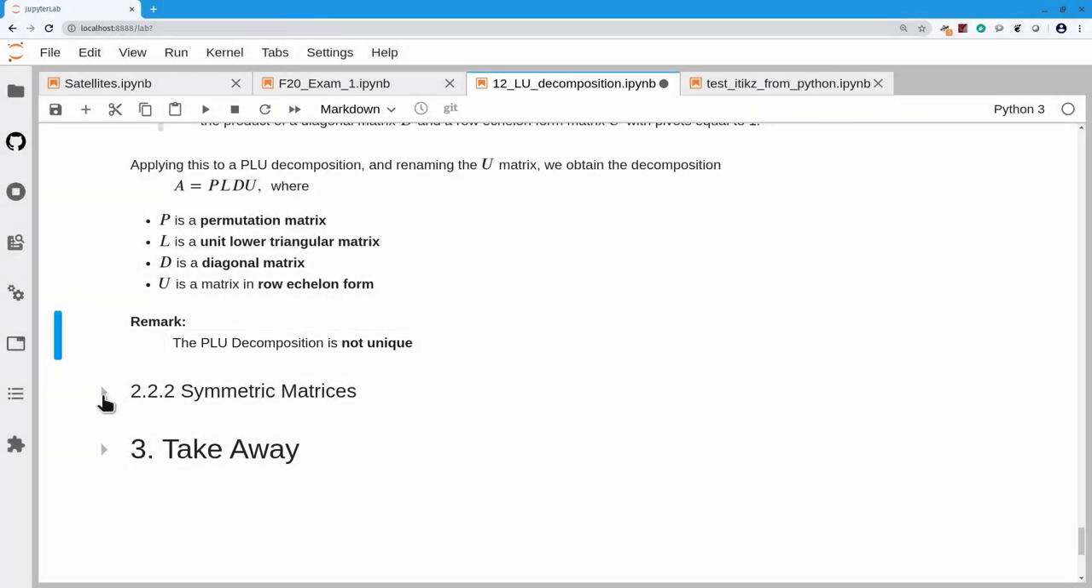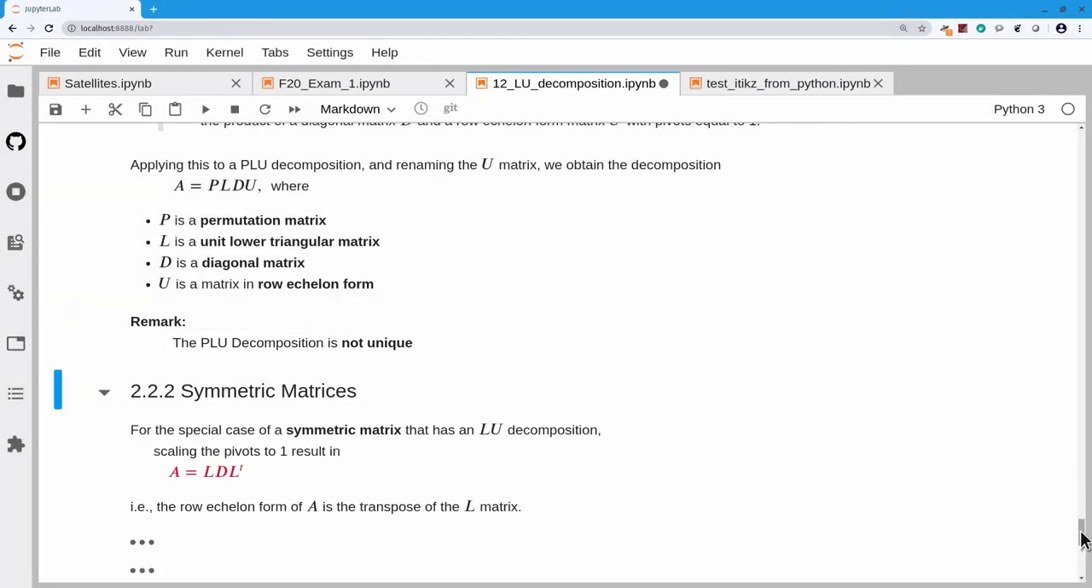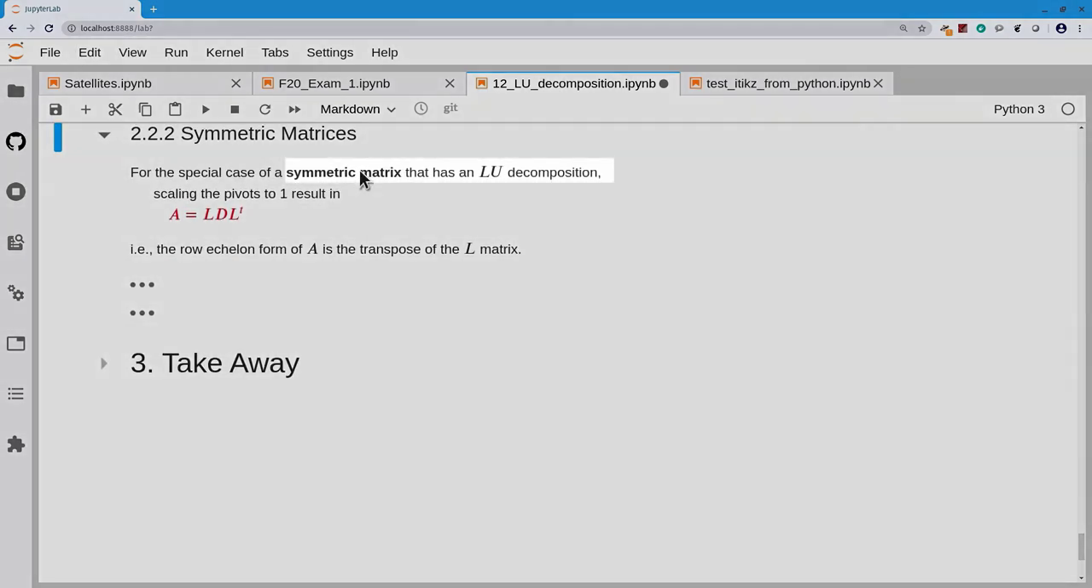The other special case I want to show you is what happens with symmetric matrices. If my symmetric matrix has an LU decomposition, so it doesn't require row exchanges, then I can use the LDU decomposition. I can pull the pivots out of that U. And in that case, what I find is something interesting. The remaining U matrix is actually the transpose of the L matrix. So if I don't need to do any row exchanges on my symmetric matrix, when I do my LDU decomposition, I get L D L transpose.